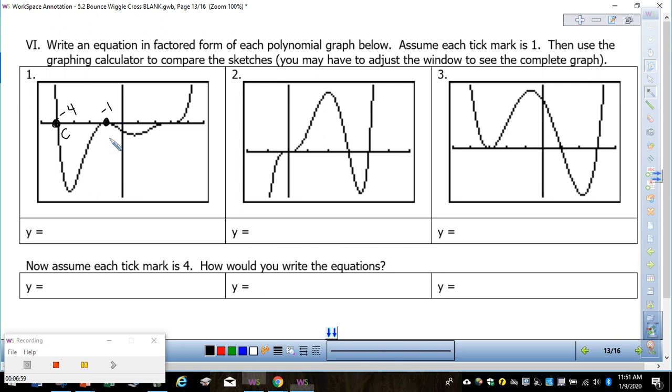Right here we have an x-intercept of -1. Right there it's going to bounce. And then over here we've got an x-intercept of 3. See how it gets a little flat there? So that's a wiggle. Okay, so let's write our equation.